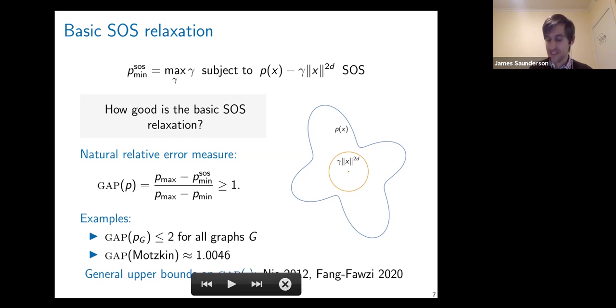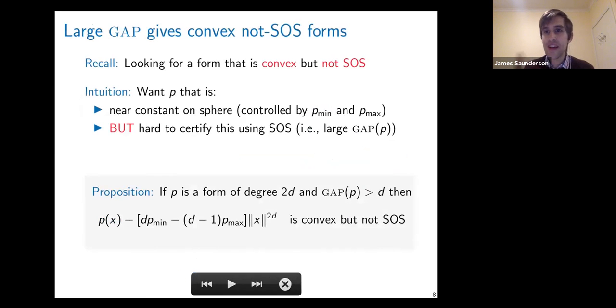Okay, so this is my quick rundown on polynomial optimization on the sphere and the quantity we're going to be interested in. All right. So why do I care about this gap quantity, in terms of my original question? Remember, my original question was to find a form that is convex but not a sum of squares. So the idea is that instead of convexity, I want to use Blekherman's condition of being close to 1 on the unit sphere.